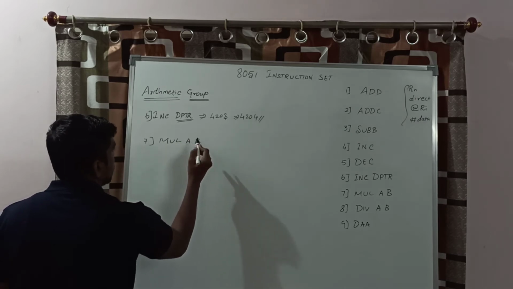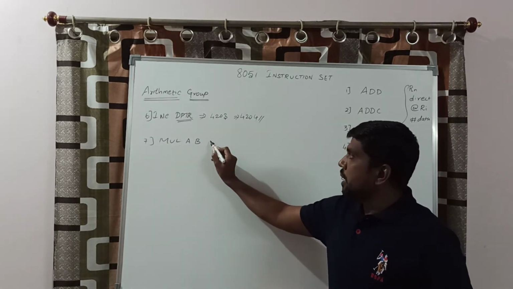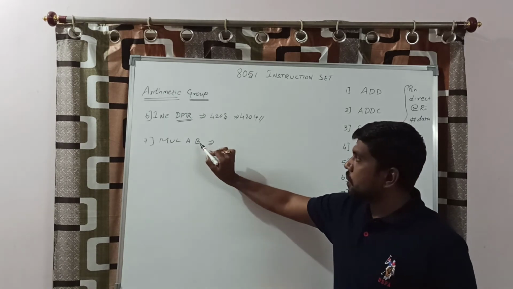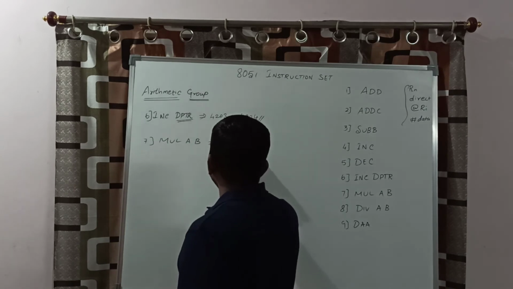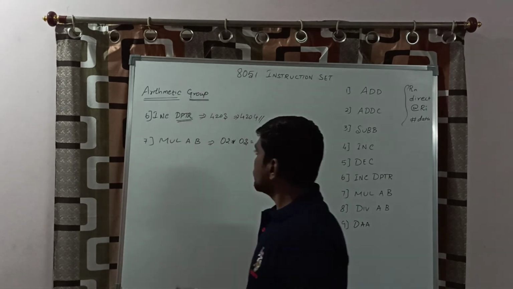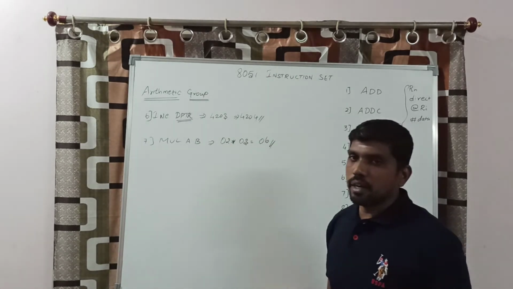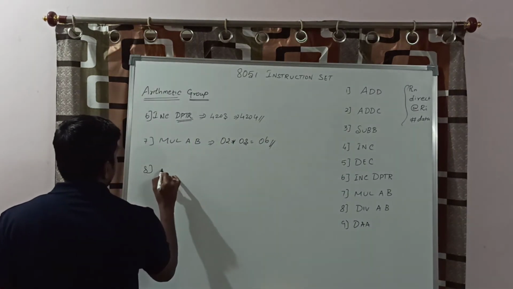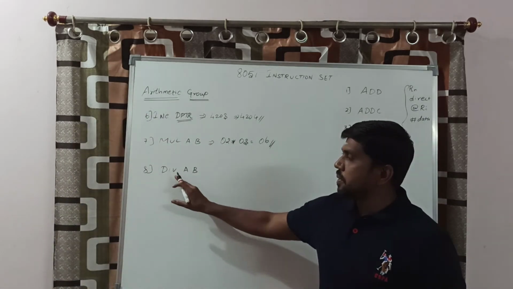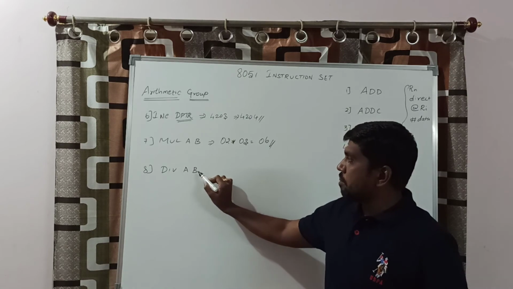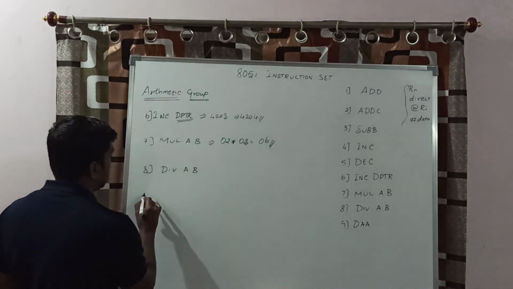Seventh instruction, MUL AB. In this instruction, you have a direct multiplication. Multiply A comma B, just multiplying the two contents. One content you get from the B register and another content you get from the A register. A value 02 and B value 03. Just multiplying the two contents, you get the result 06. This content is stored in the A register. And eighth one, DIV AB. In this instruction, division of the two register contents A and B, just dividing the two contents. A value divided by B.